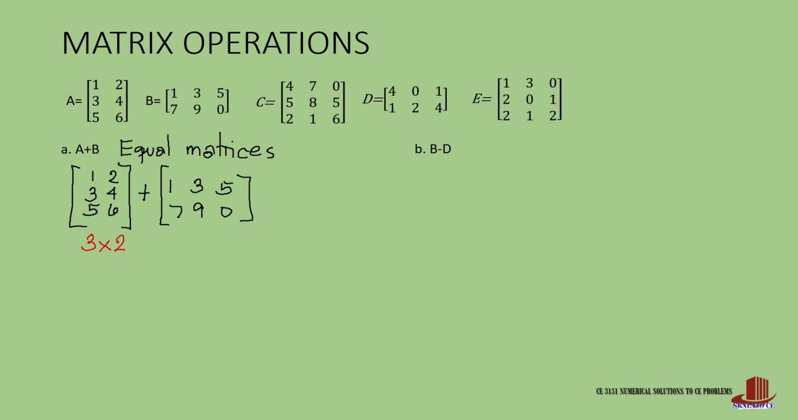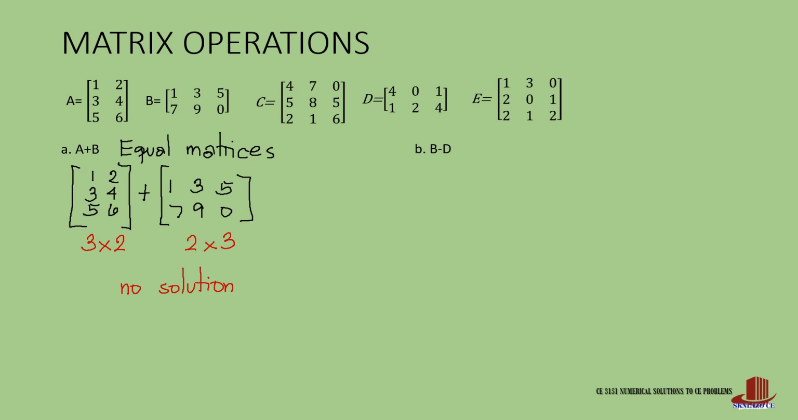For matrix B, we have 2 rows by 3 columns. Checking on them, they are unequal. So requirement A, or matrix A plus B, would have no solution. Moving on to letter B. We are asked to work with matrix B less matrix D.